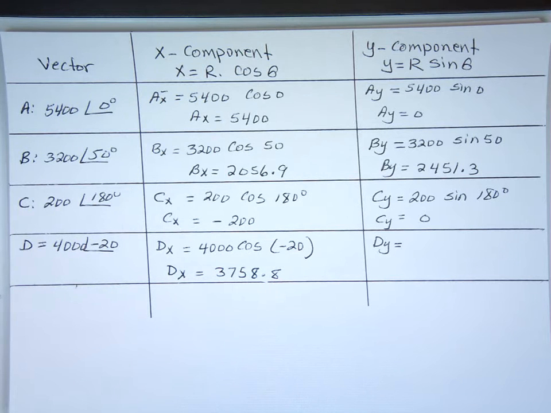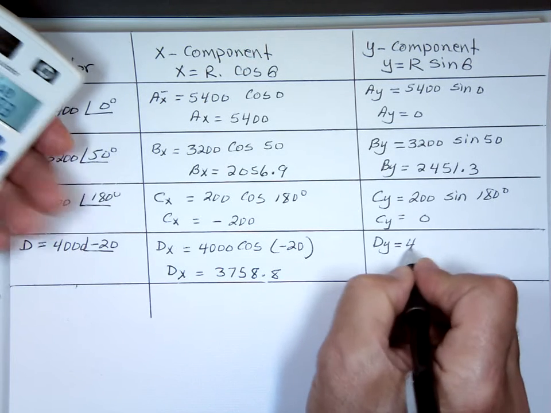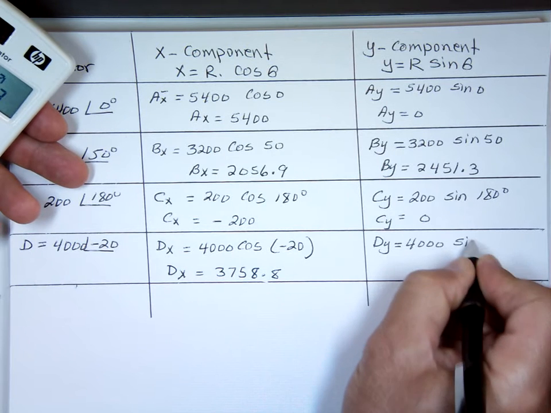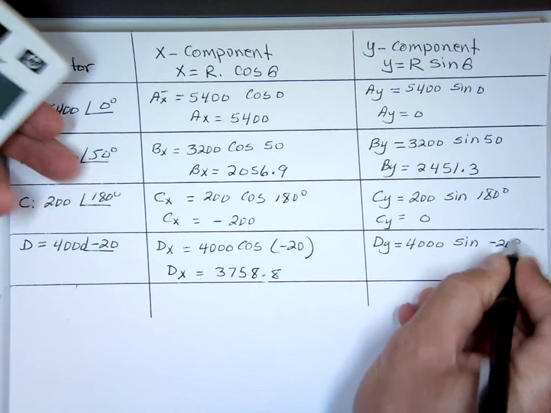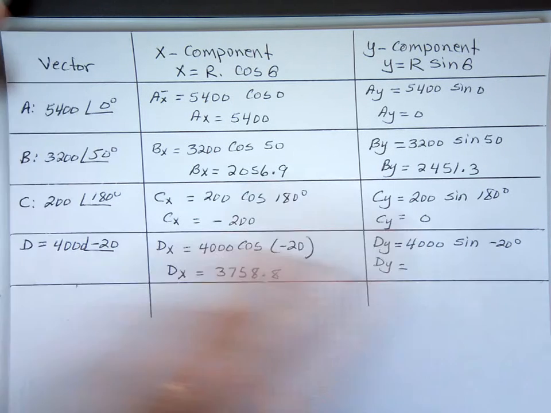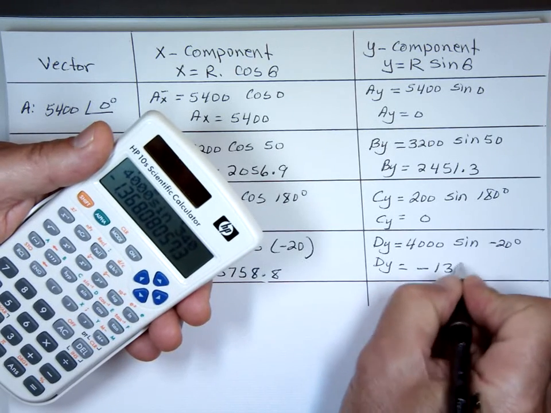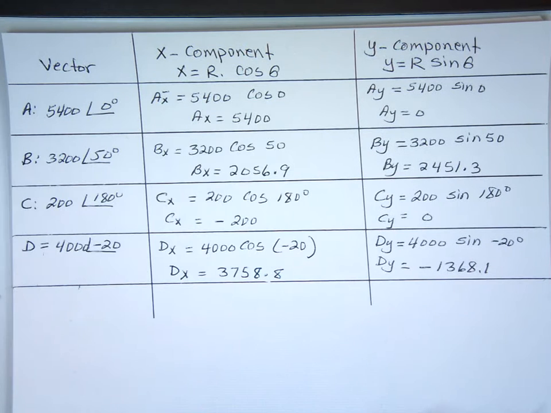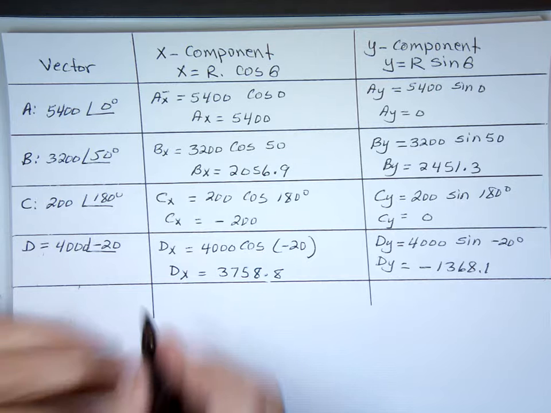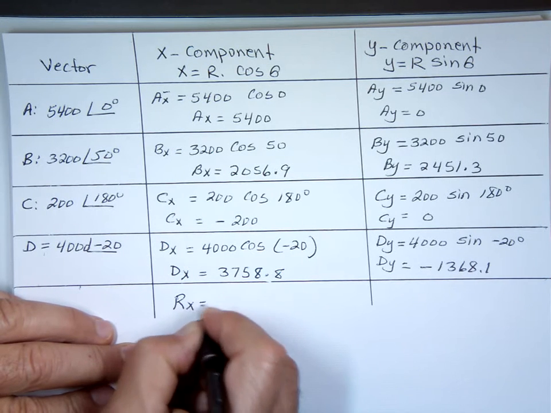And in the y direction, that was 4000 sine negative 20 degrees. And that's a negative 1368.1. So I get the x and y component for each tugboat, every one of them. Now you take them and add them, and that's the result in x. And you add them, and that's the result in y.